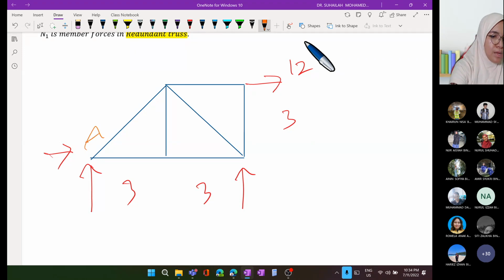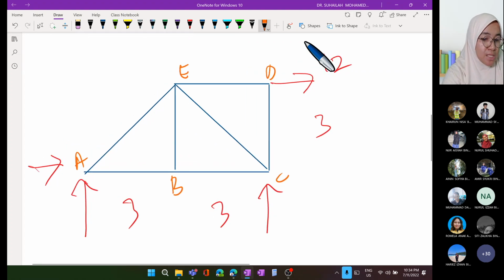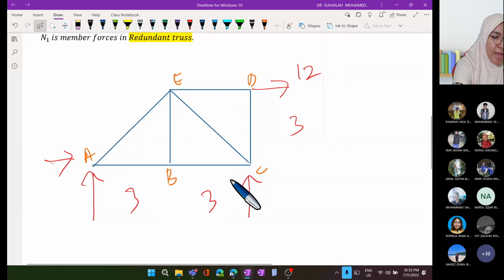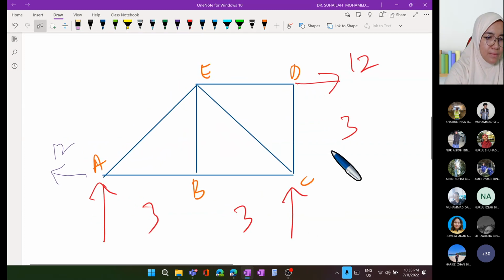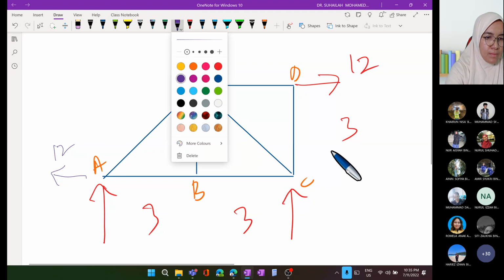So this is A, B, C, D, E. This is determinate truss due to 12 kilonewton. Due to 12 kilonewton, please calculate AY, CY. AX, we already know that it is negative. This one is 12. Please calculate AY and CY.